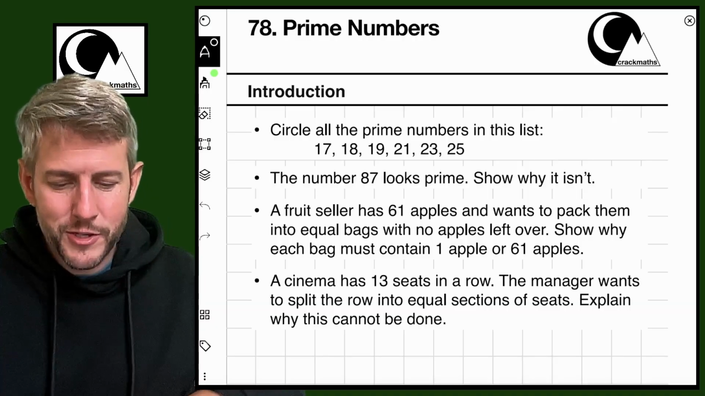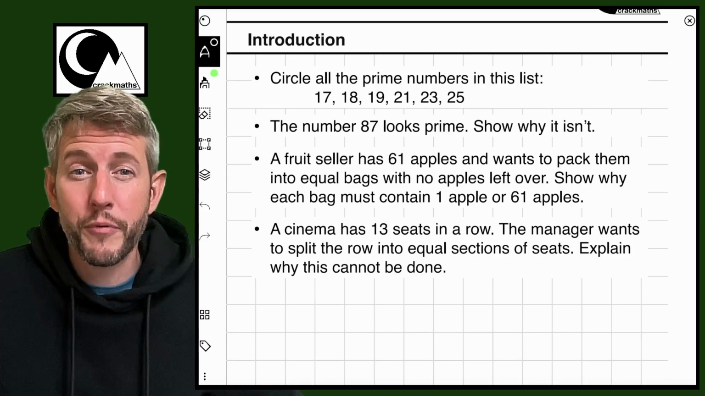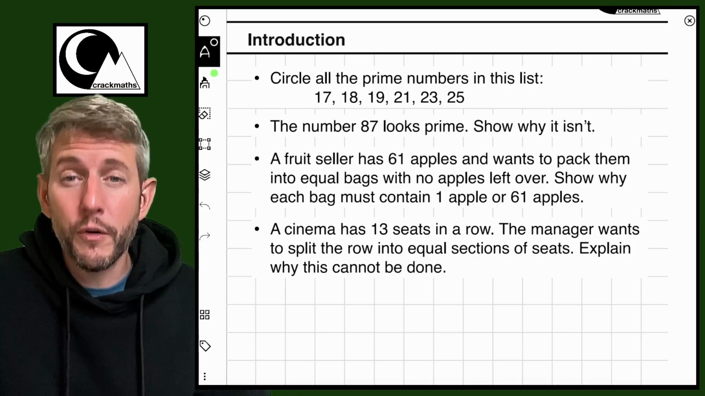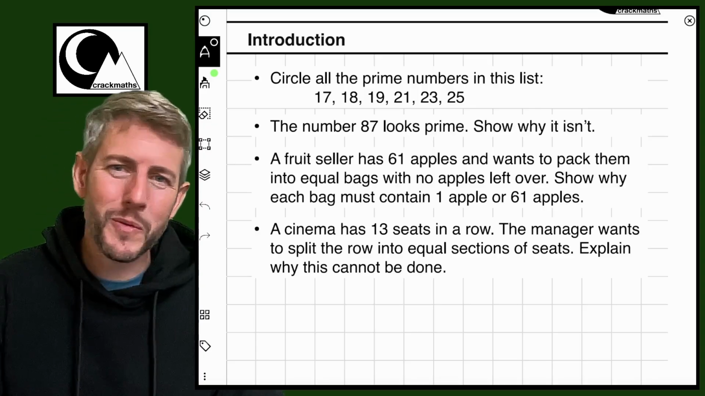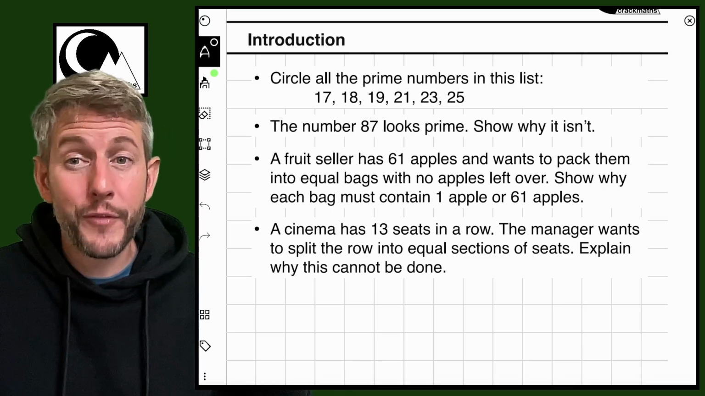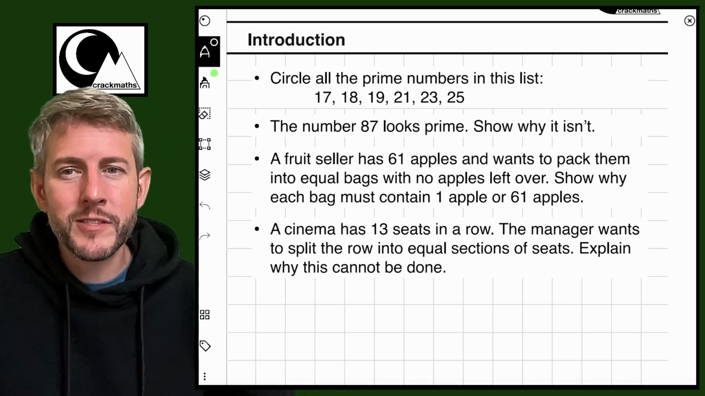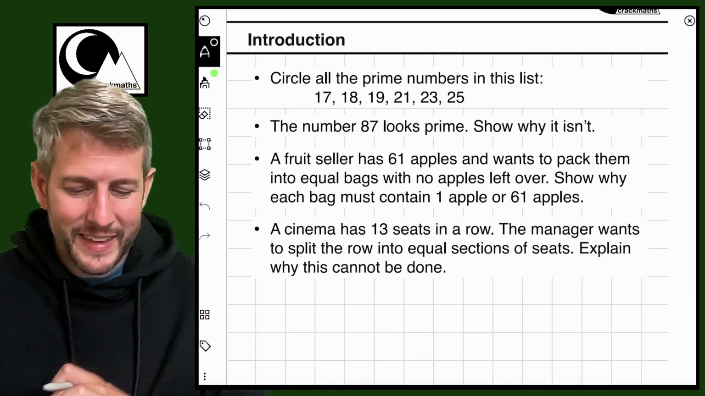Okay, so this tutorial is focusing on prime numbers. On the screen you'll see 4 different types of questions involving prime numbers. If you feel confident with these already, then that is great. You can stop the video here, and maybe go have a go at the practice questions on this. Otherwise, stick with me and everything will become clear. Okay, so let's get started.